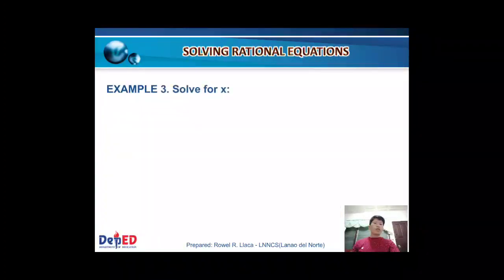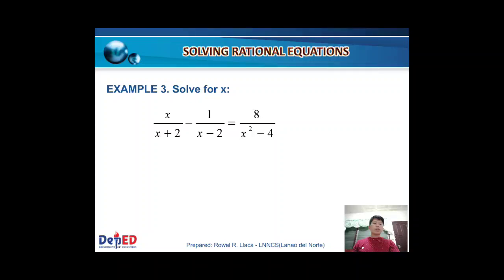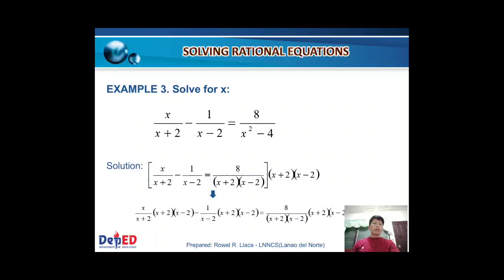You are the one to check your answer if it is correct. Let us proceed to example number 3. Solve for x. X over x plus 2 minus 1 over x minus 2 equals 8 all over x squared minus 4. Our LCD here is x plus 2 times x minus 2. And then it should be multiplied to each term.